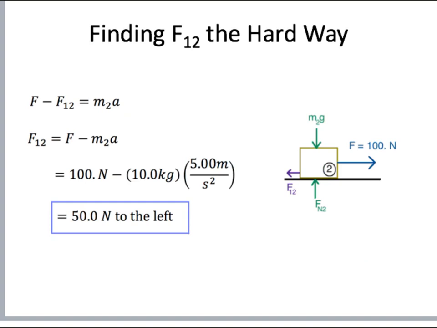But if you wanted to actually calculate it, you could plug it into the sum of the forces on block 2. Here are the forces in the horizontal direction on block 2. I've got F, pointing in the positive direction, minus F12, pointing in the negative direction. These are the forces on block 2, and we know they're equal to M2 times A. We bring this over, rearrange everything with the signs, solve for F12, and it works out to be 50 Newtons to the left, which we already knew, but it's comforting to see that the math works out.